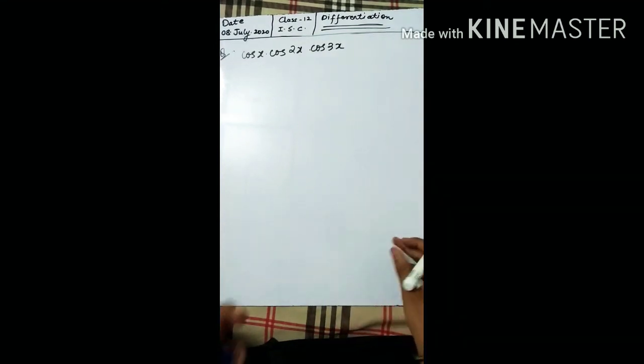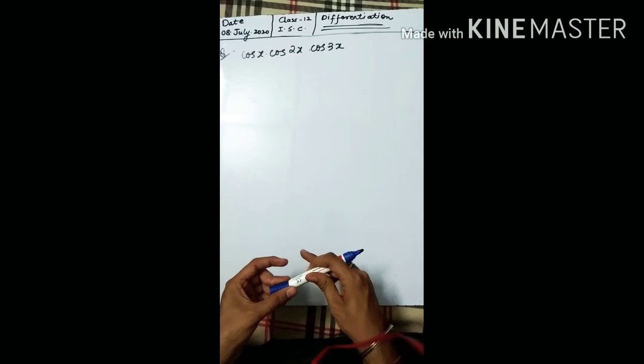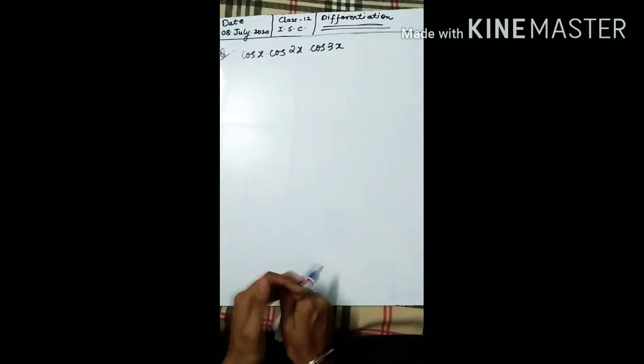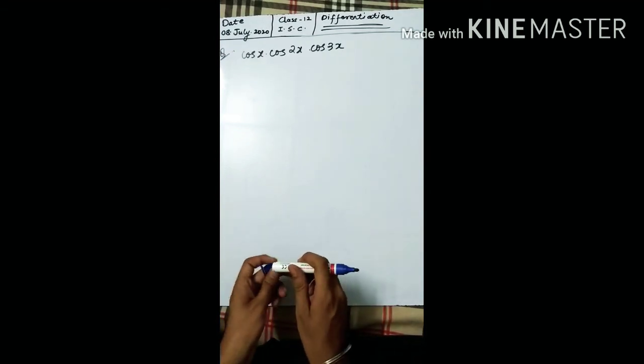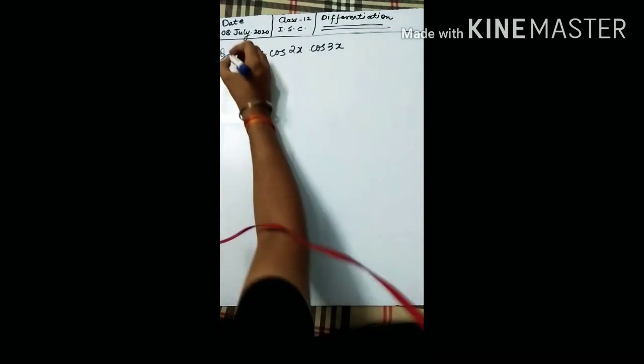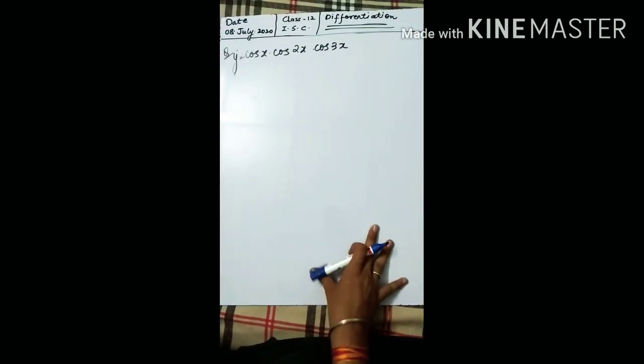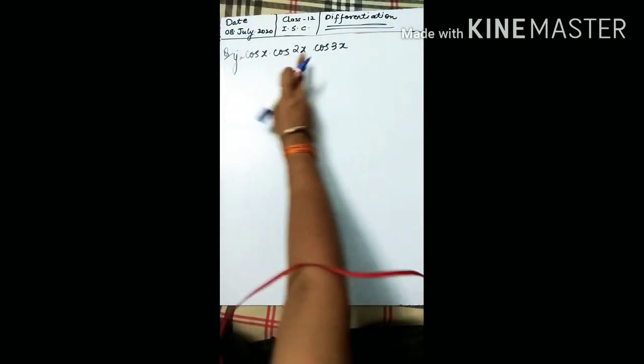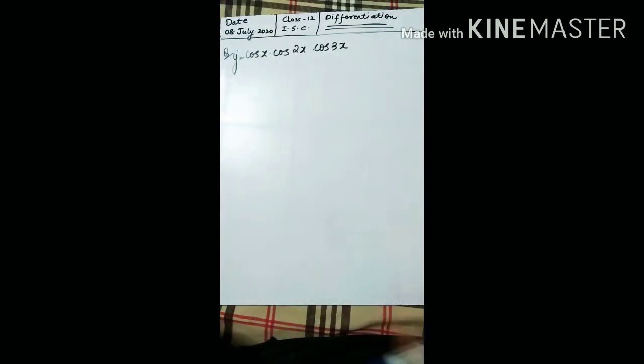Okay, so let us take this example. We have to differentiate it, and the question is cos x into cos 2x into cos 3x. Let us consider this is equal to y, so y is equal to cos x cos 2x cos 3x. Now you would be thinking that this can be solved without using log. So yes, this can be solved without log also.